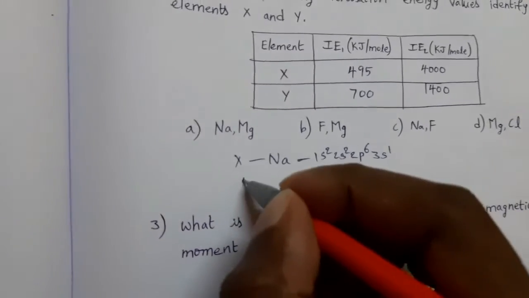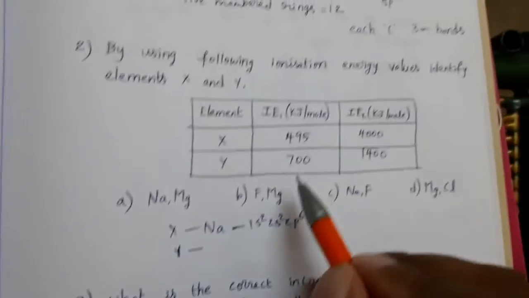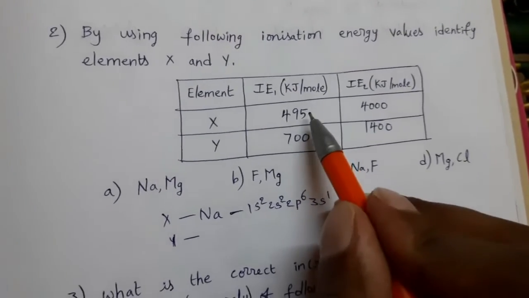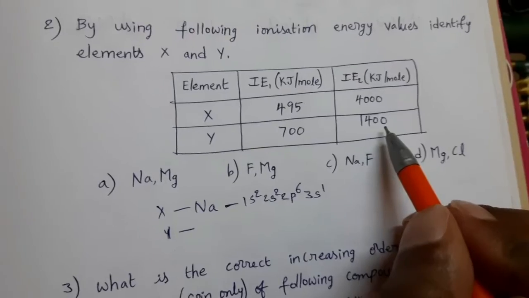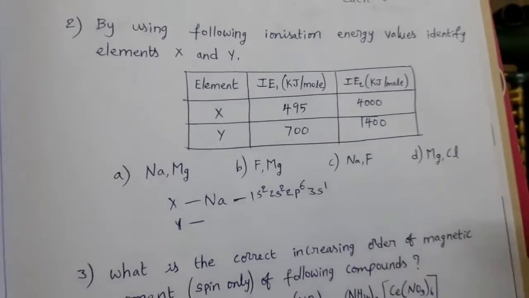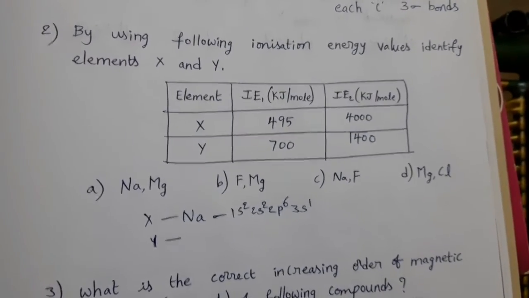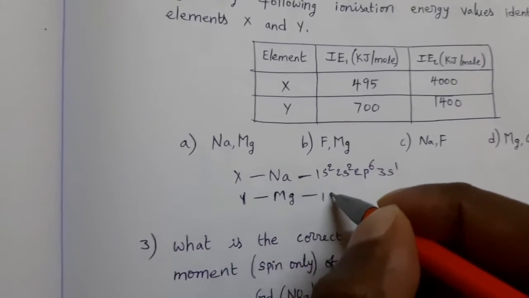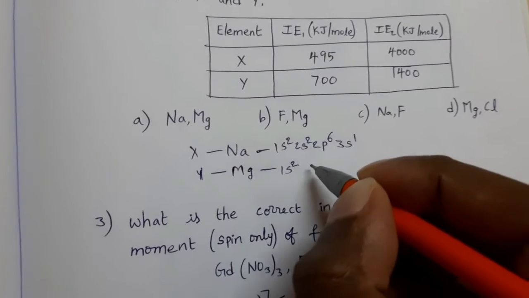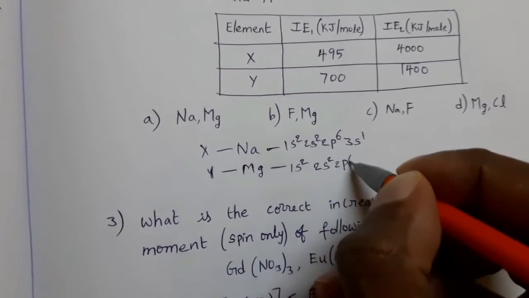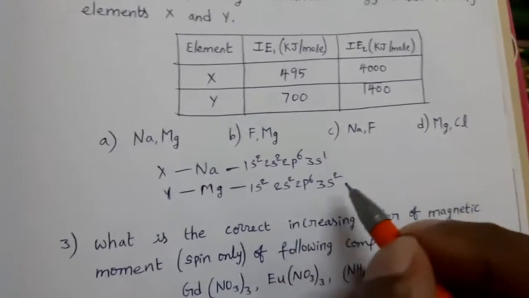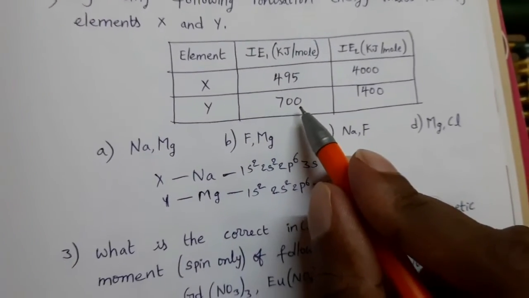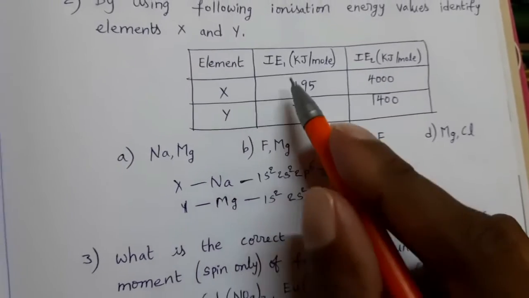Next, Y: here the first ionization energy is more compared to this one and the second one is less. These energies indicate an alkaline earth metal. That means from the options, the alkaline earth metal is magnesium, configuration 1s2, 2s2, 2p6, 3s2. So this one also has a completely filled configuration. That's why IE1 is more for this element than X.